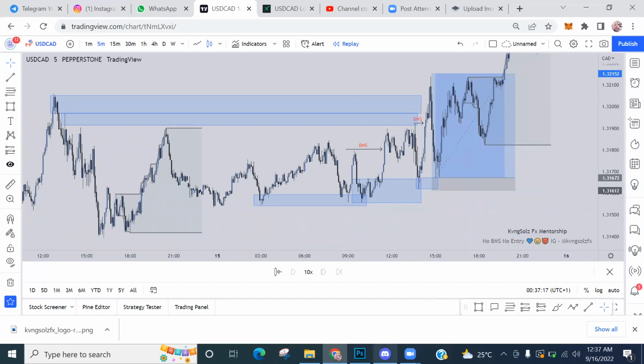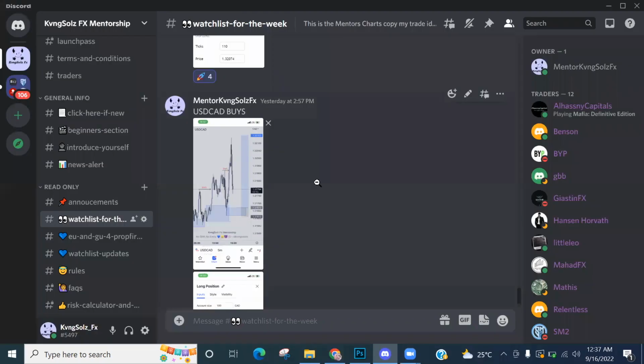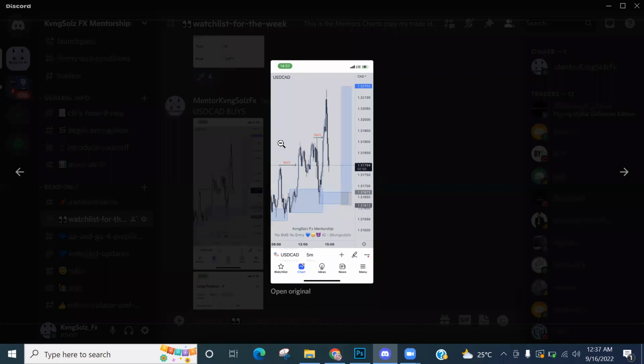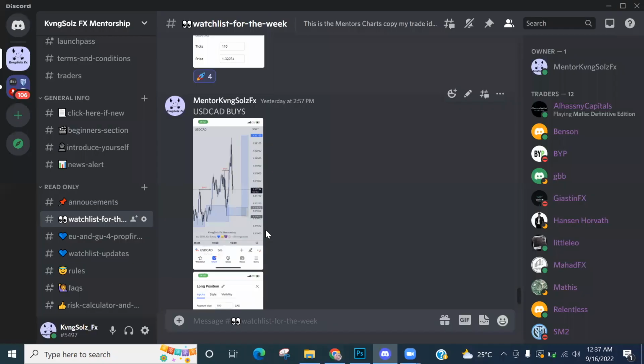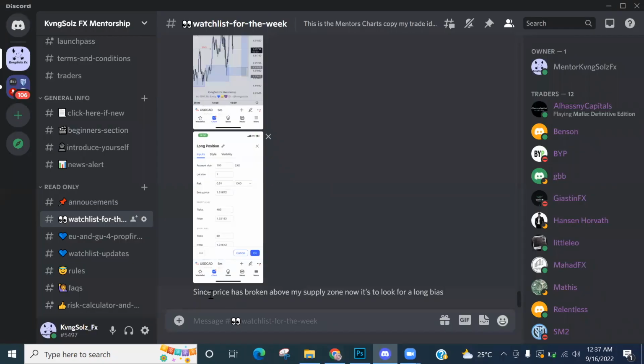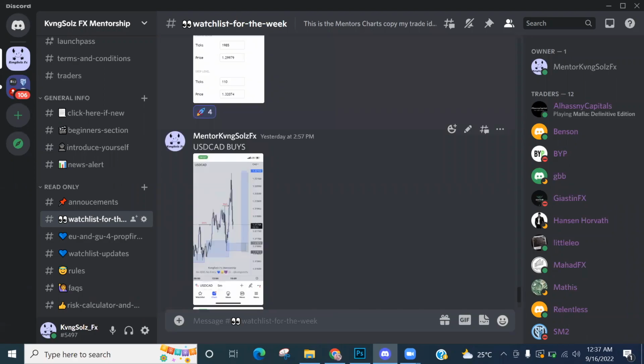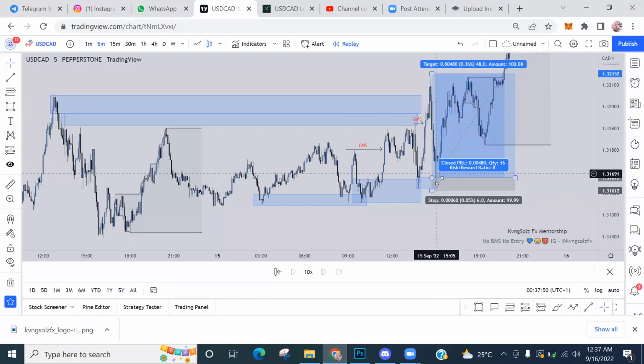Okay, and if you see, I sent the chart here. I just used my phone. So I did not really show them the supply to demand flip, but it's a good example too. This is just a good order flow movement. But whichever way, we smashed this one also. And as you can see, the same thing. See what I said here: since price has broken above my supply zone, now it's to look for a long bias, and that was what we did immediately. So I sent the chart and boom, we had this. Just a very sniper entry.